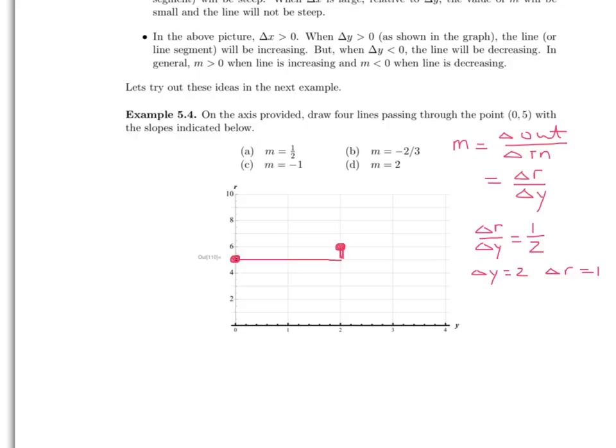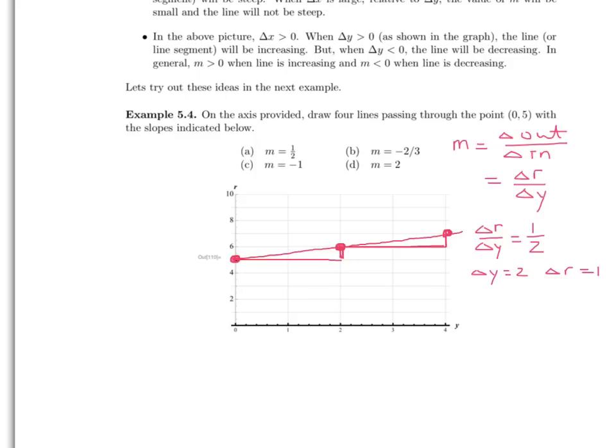Let's do it again. If I increase y by 2, I'm obligated to increase r by 1. So if I keep doing that, I get a series of points. And these points, if I connect them with a line segment, the line segment looks like this. So this line that I've just drawn has a slope of 1/2.